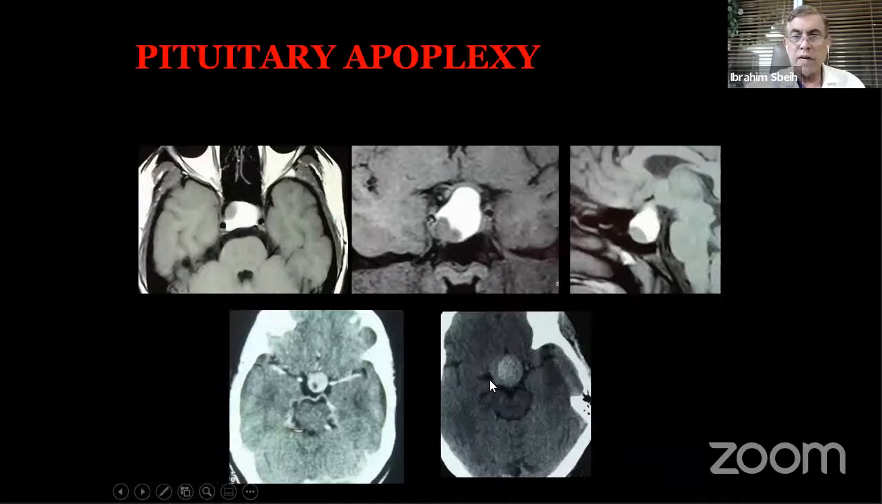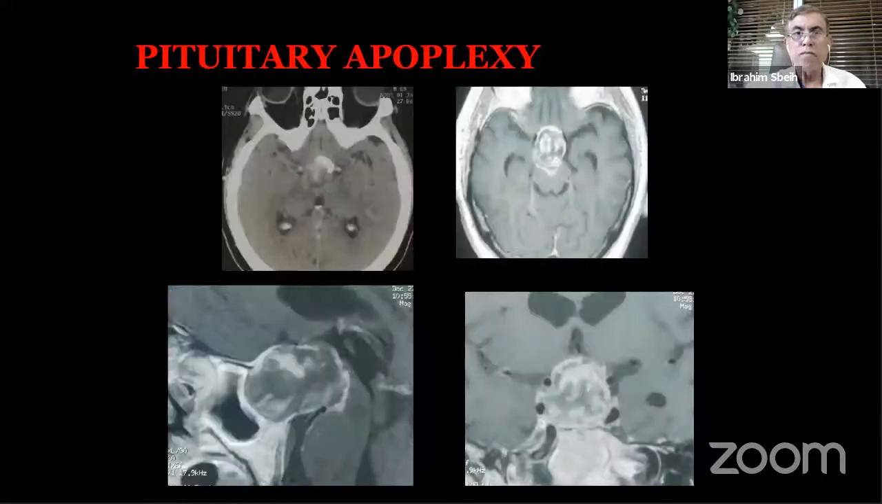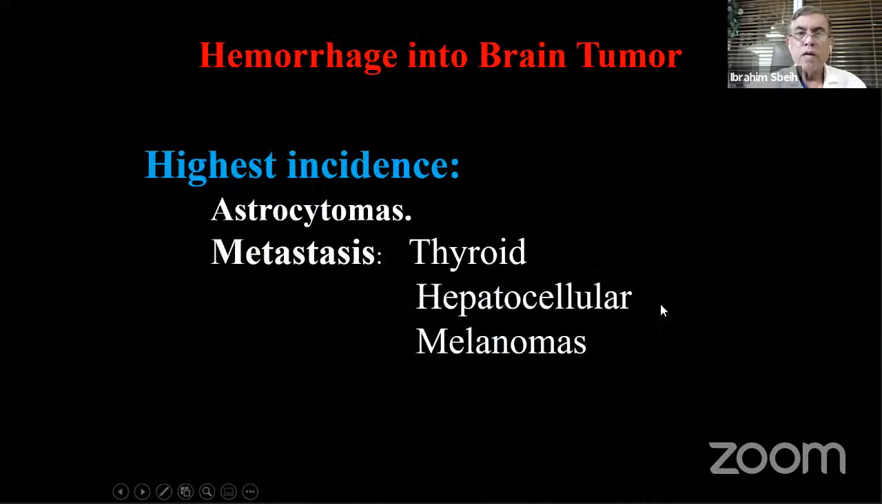So you can see, like in here, and in here, this giant macroadenoma with this hemorrhage. These are cases of pituitary tumors in my series. And this is pituitary apoplexy, a giant one.